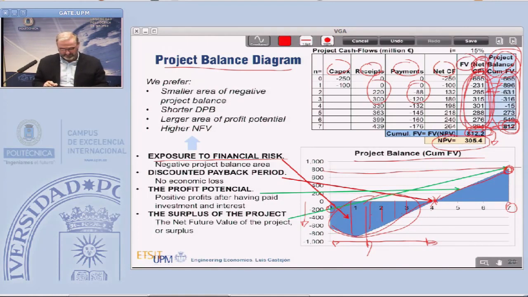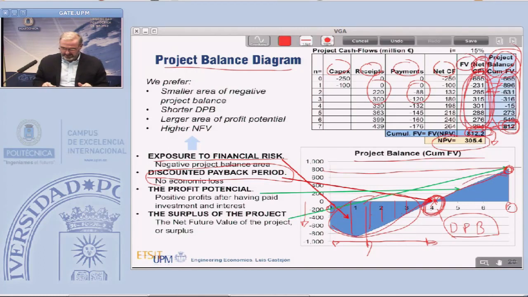Exposure to financial risk. One important fact that this chart, this project balance chart, tells us is the discounted payback period. We studied it in lecture number 9, the discounted break-even. So we see here that the discounted payback is around 4 years.